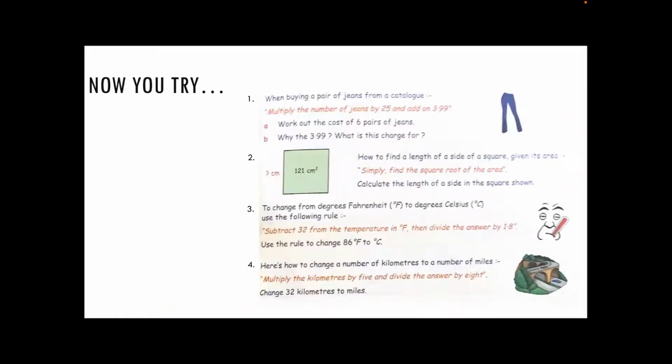Now you can have a go at the first 4 questions. They're similar to what we've just done there, but if you want to save all the questions until the end, you are more than welcome to do so.